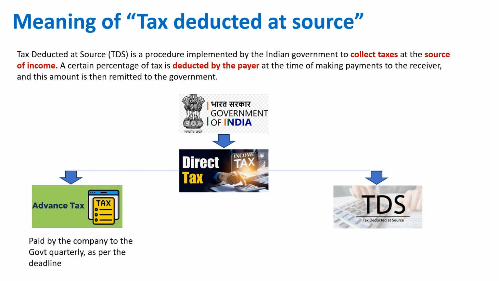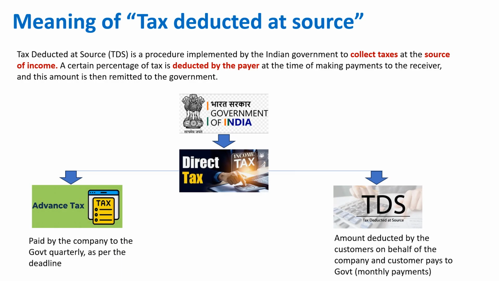Now, when it comes to TDS, what the law says is the amount is deducted by the customer. That means when the company is raising an invoice to the customer, right? The customer, on behalf of the company, will deduct a certain percentage and remit that amount to the government. Okay, so the source of income is when the customer is processing your invoice or the customer is making payment to you. That is the source of income for the company. Hence, the customer will deduct a certain percentage and remit to the government, and that portion is called tax deducted at source, right?